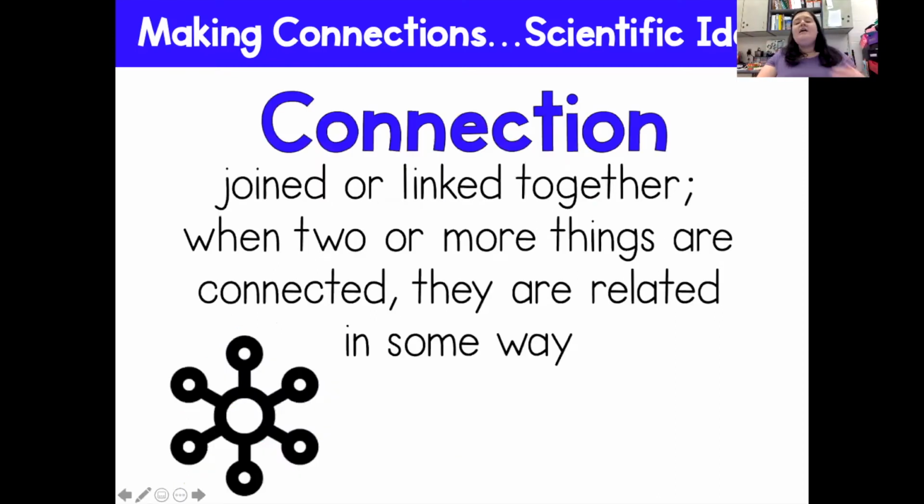And oftentimes when we are reading scientific text, we are making connections. A connection is to join or link together. When two or more things are connected, they are related in some sort of way. So for example, talking about how bats fly, we were able to make a connection to static electricity. Remember when we said, if you were at Walmart and you were opening up the freezer door and you felt that zap, that was static electricity.